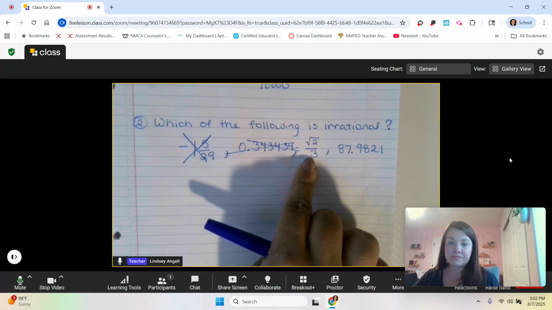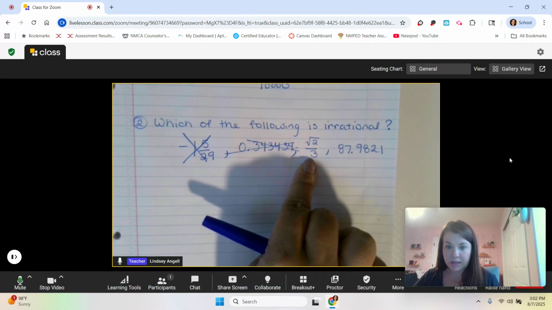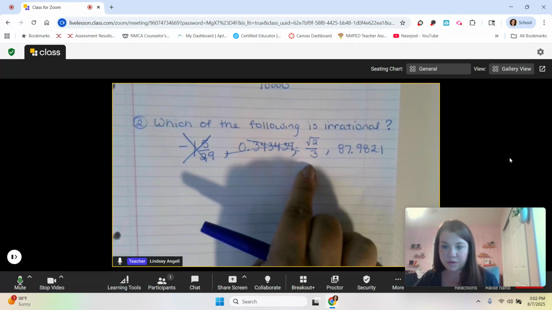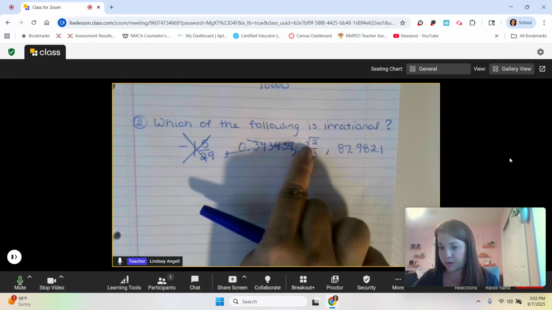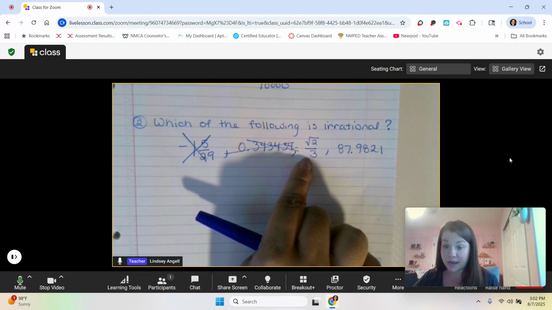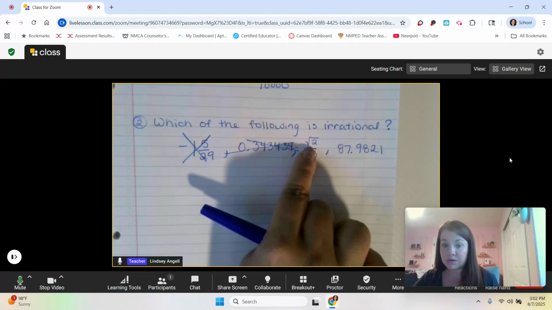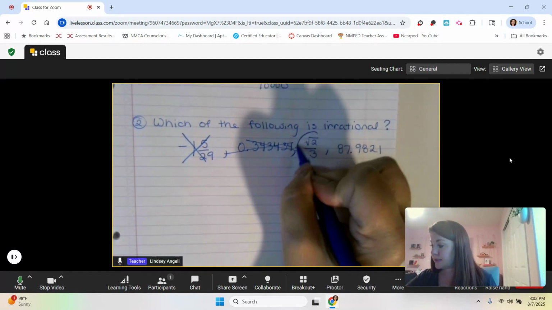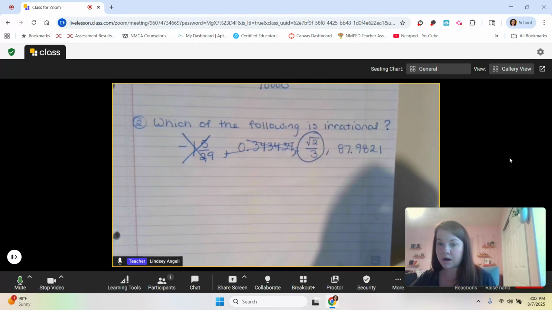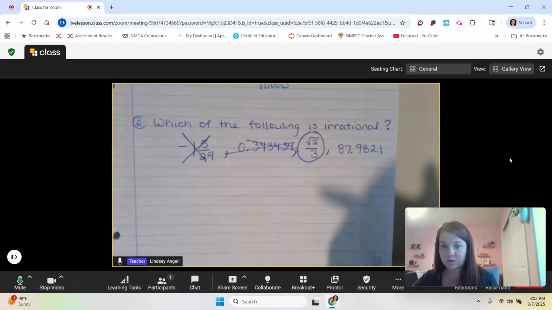This one here, the square root of 2 divided by 3, or the square root of 2 over 3. Because there's a square root, and it is not a perfect square, therefore it is irrational, okay? Because the square root of 2 is going to go on forever and ever. All right? So this is a good candidate for our answer, but we always want to check every single one.